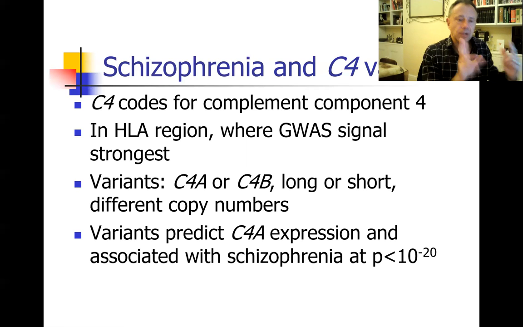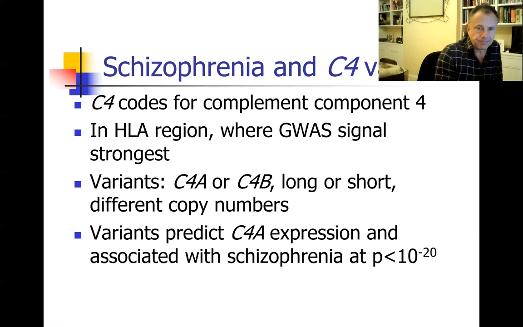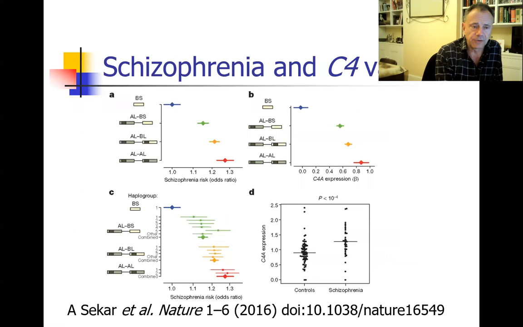So wherever you looked, each chromosome you looked at, you had a C4 haplotype, and you could see this kind of variation. And what was shown from the GWAS results was that there was a strong association between predicted C4A expression and schizophrenia, with a p-value of 10 to the minus 20. So I'll show you how that was done.